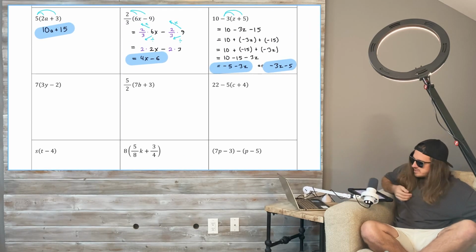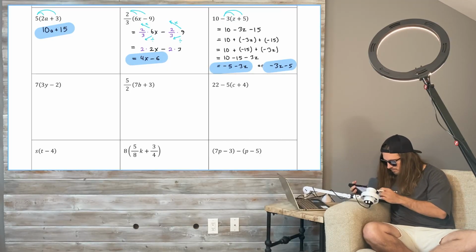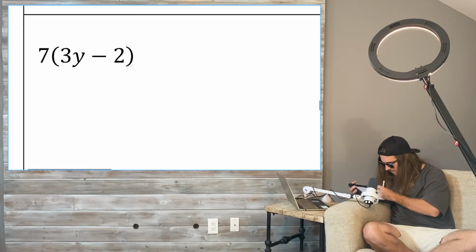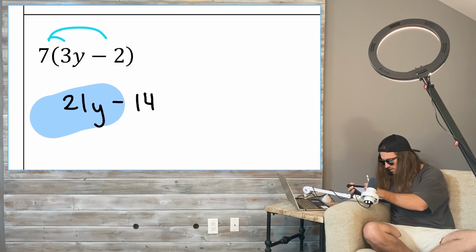You can try some of these on your own. I'll walk you through them. Distribute the 7. 7 times 3 is 21, and 7 times 2 is 14. That's it. That's the answer.